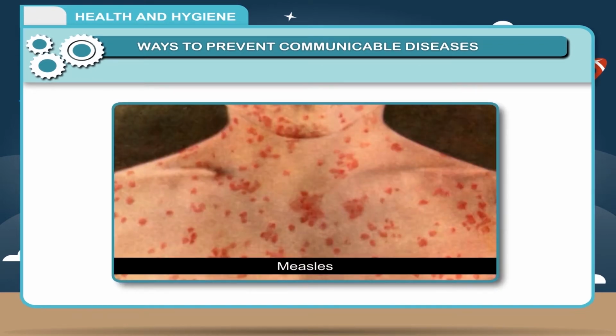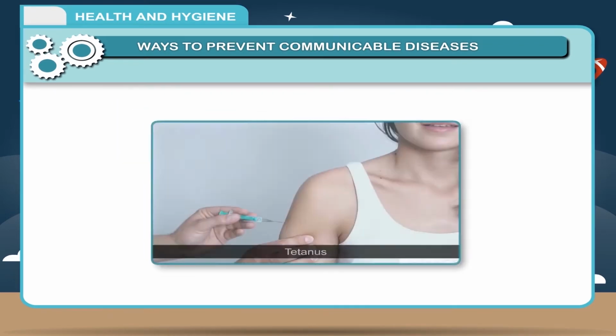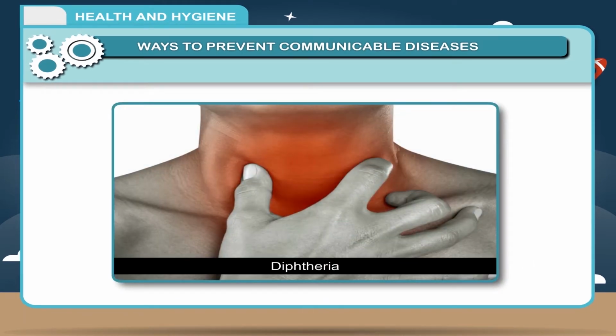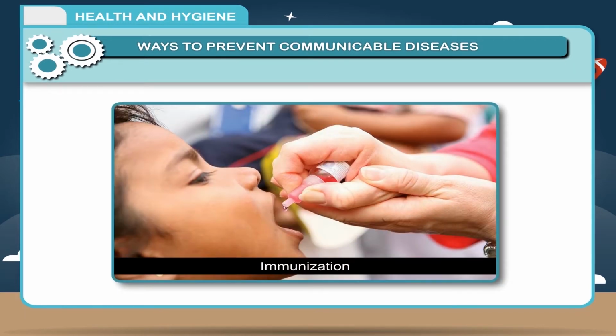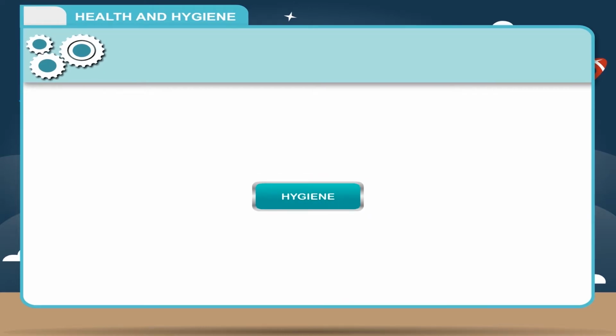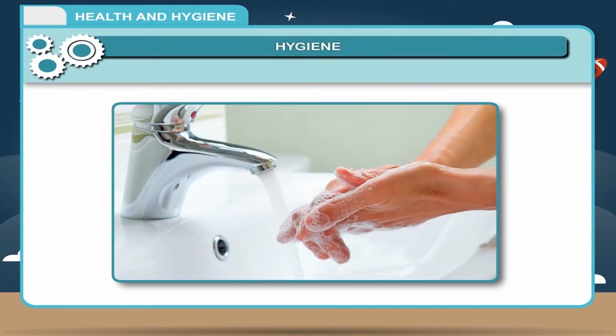Many diseases like measles, polio, tetanus, tuberculosis, and diphtheria are controlled through immunization or vaccination. Immunization is a method through which a vaccine is injected or given orally to make the body resistant to a particular disease. Hygiene. Hygiene refers to conditions and practices that help to maintain health and prevent the spread of diseases.